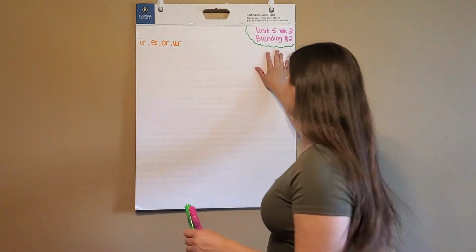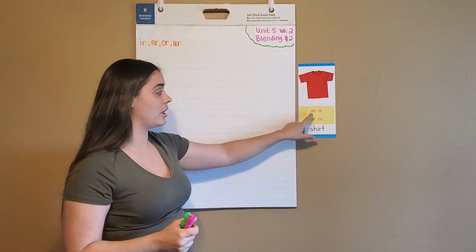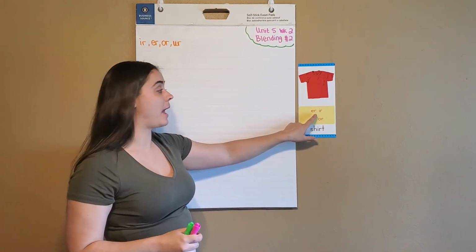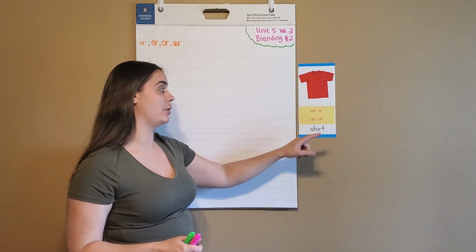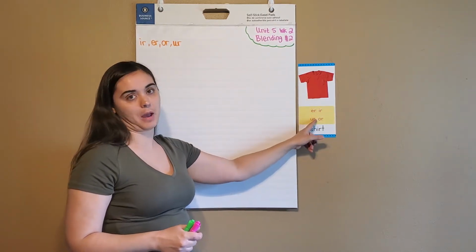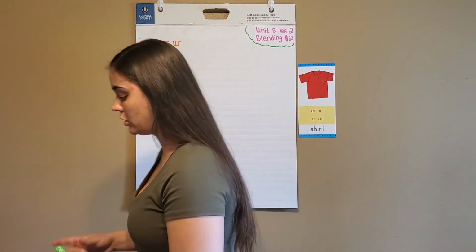This is blending video number 2. This week we're working on the sound, like the shirt card, and we're going to be working on spelling patterns ER, IR, UR, and OR. For all of these spelling patterns, it is going to say the sound. All right, let's go ahead and get started.